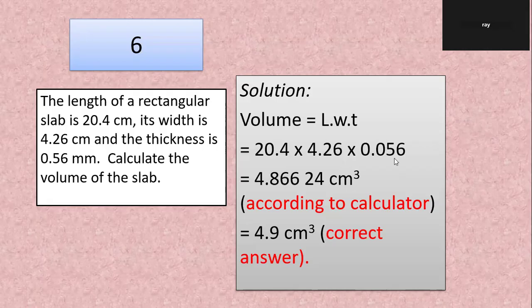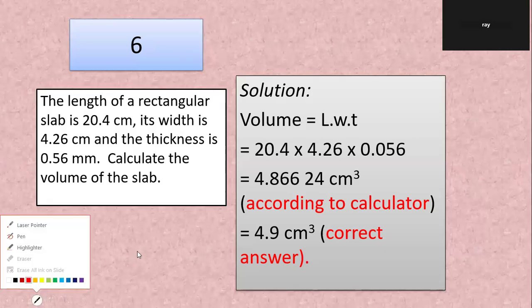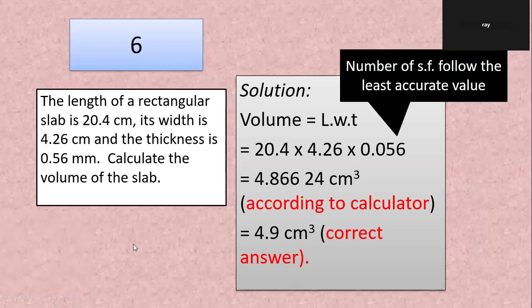The idea is you cannot measure something that is more accurate than what you can get. What's the point of wasting your time to measure more accurately when your instrument limit restricts you to that percentage, that uncertainty? Errors will help you to understand why. The number of significant figures follows the least accurate value.